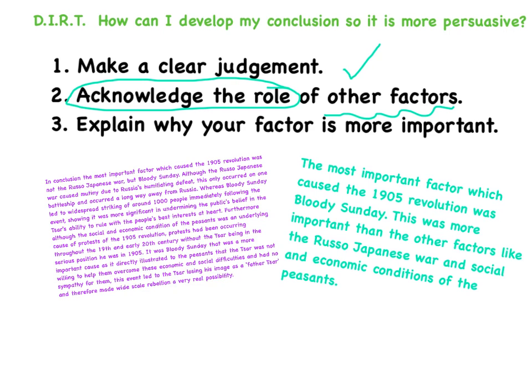And finally, let's have a look. Have they explained why their chosen most important factor was more important? Well, no, they haven't really. They've just said that it was more important. So some good things in this paragraph. They have mentioned a clear judgment that they have, and they've mentioned other factors that they think are less important. But what they need to do to develop this paragraph is acknowledge the role these other factors had. In what way did these other factors they've mentioned also cause revolution, and why was their factor more important?